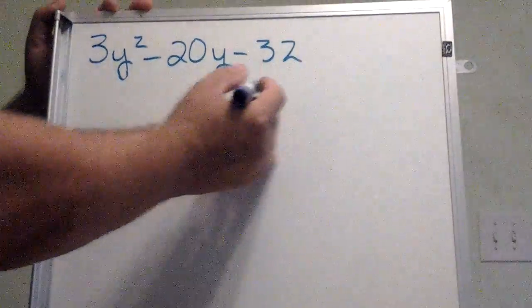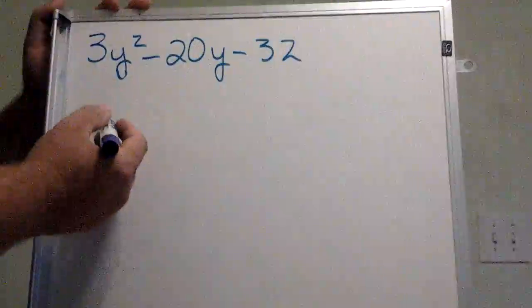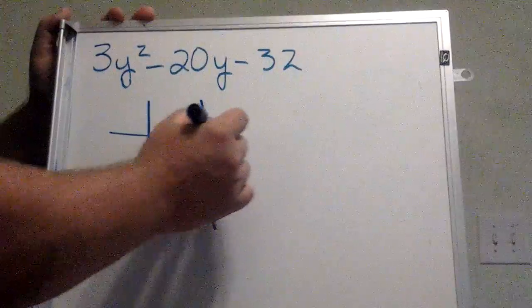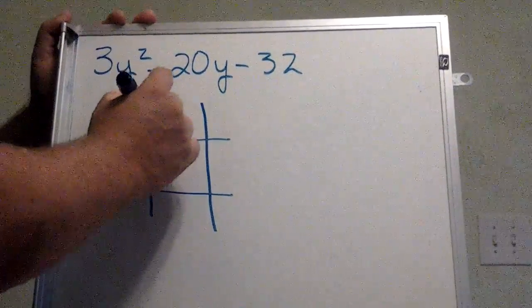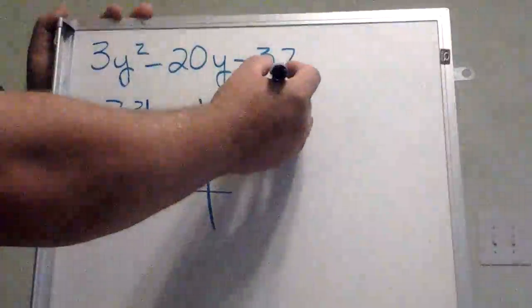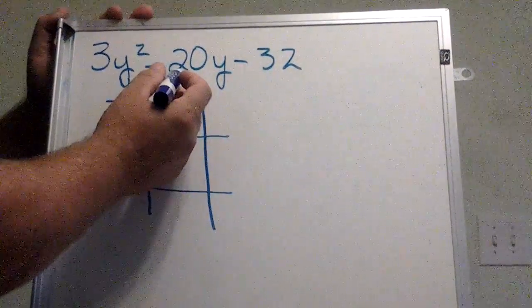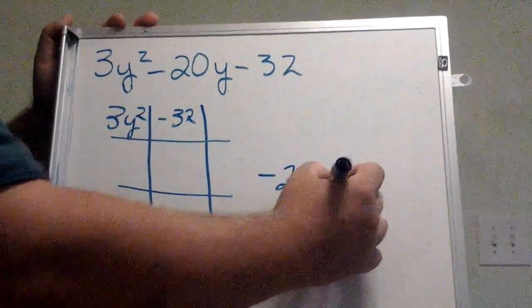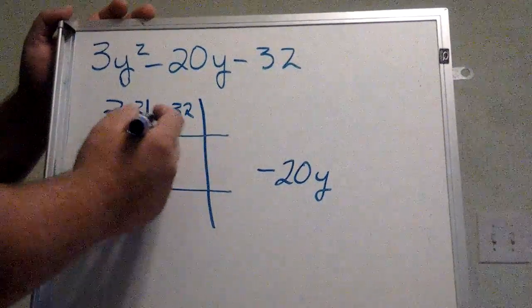Okay, to factor a polynomial where the number in front of the squared term is bigger than 1, we use a method called tic-tac-toe. Let's set this up by putting the first term in the first box, the last term in the second box, and the middle term we set out here to the right. Okay, step 1, multiply across the top here.